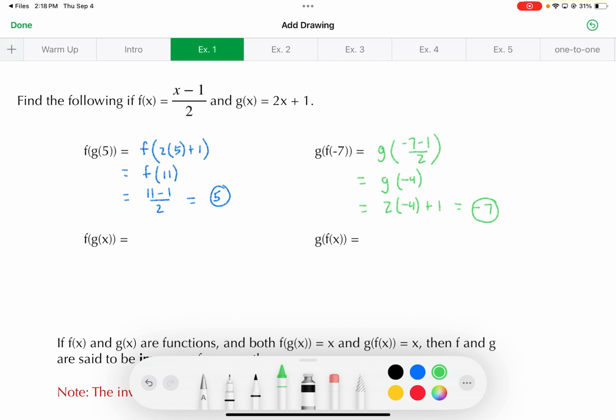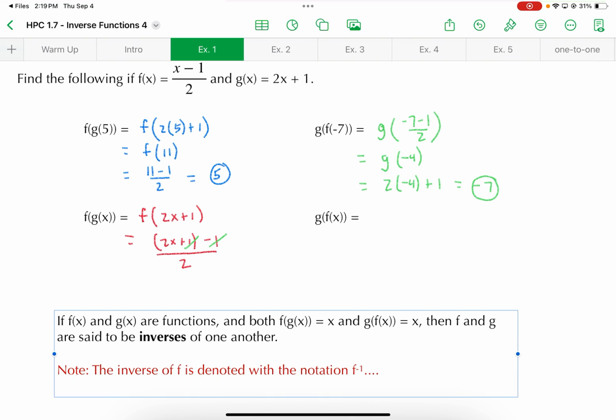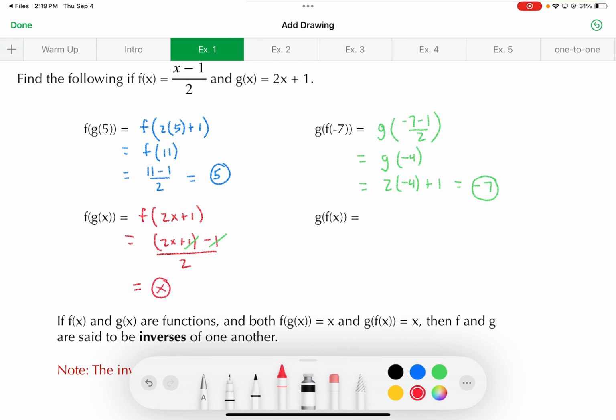Okay. Now we want to find the overall compositions, f of g of x and g of f of x. So f of g, that would be f evaluated at 2x plus 1. That's 2x plus 1 minus 1 all over 2, right? Okay, these are, of course, going to cancel out. And then you have 2x over 2, which is going to reduce to just x. Once again, my input here is x, and the output is x.